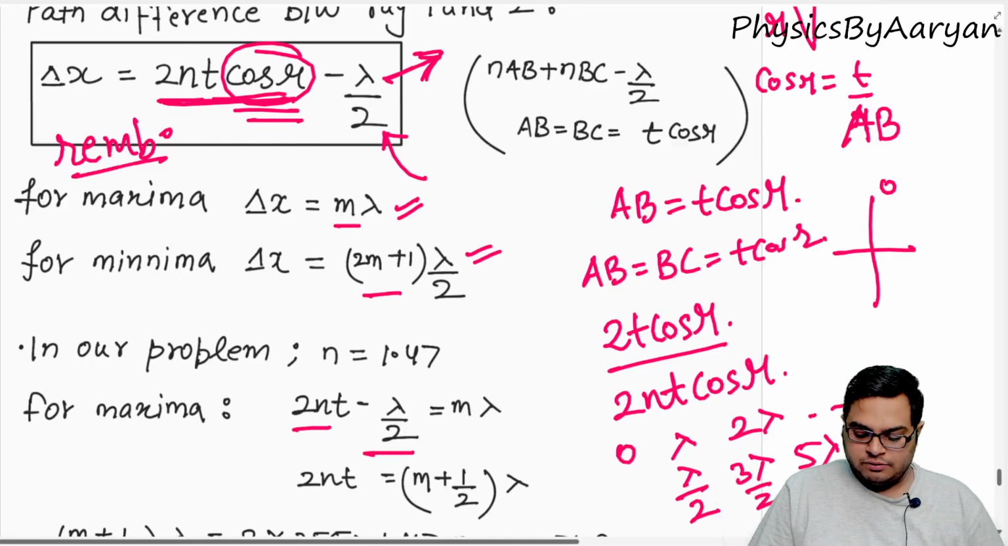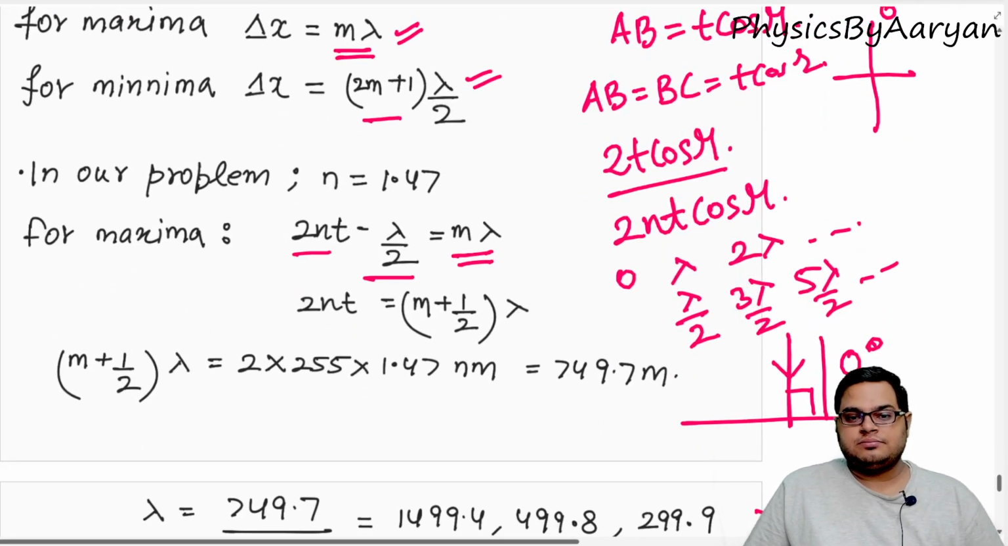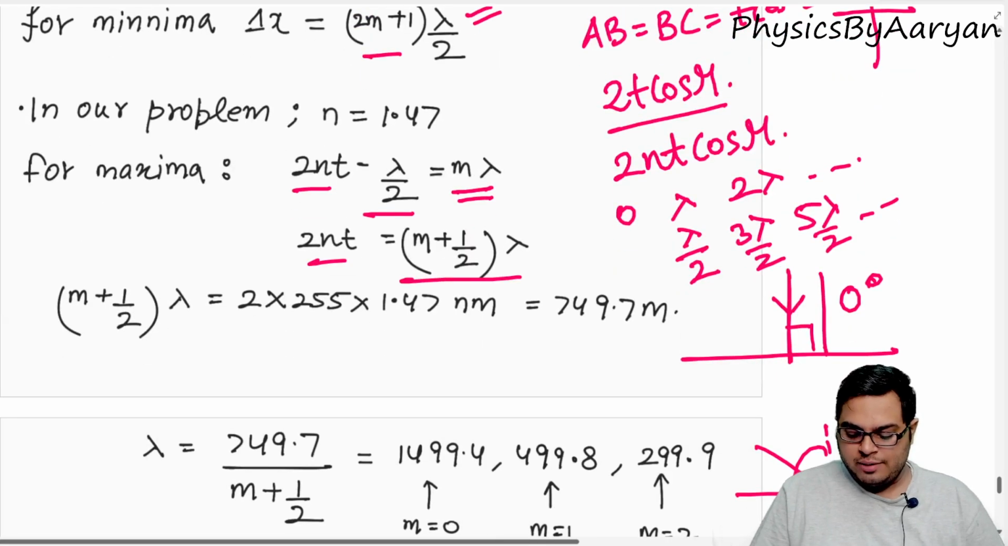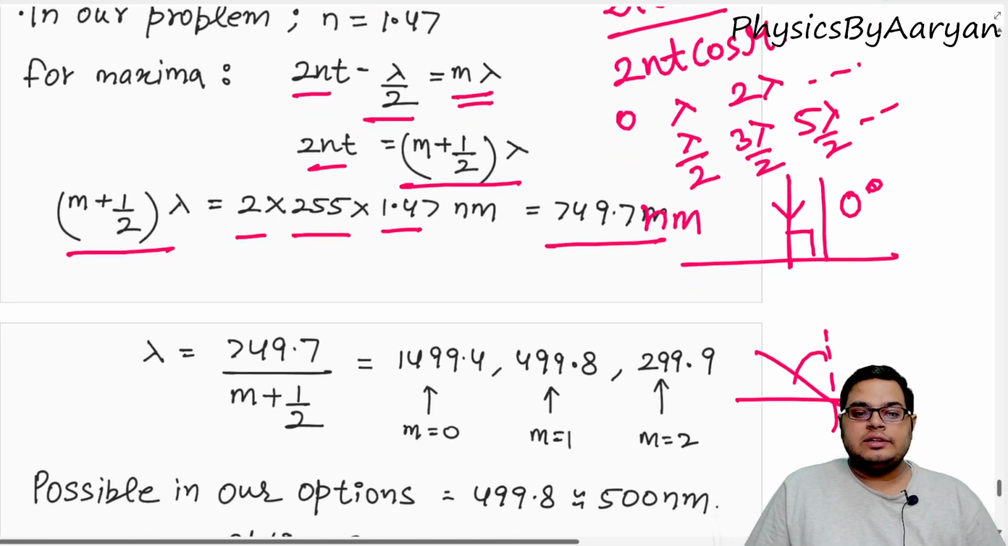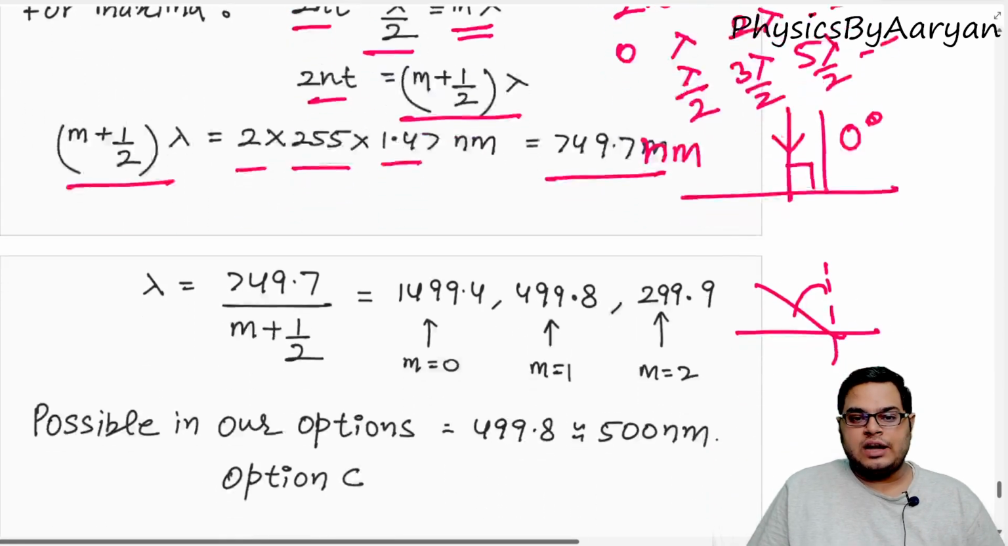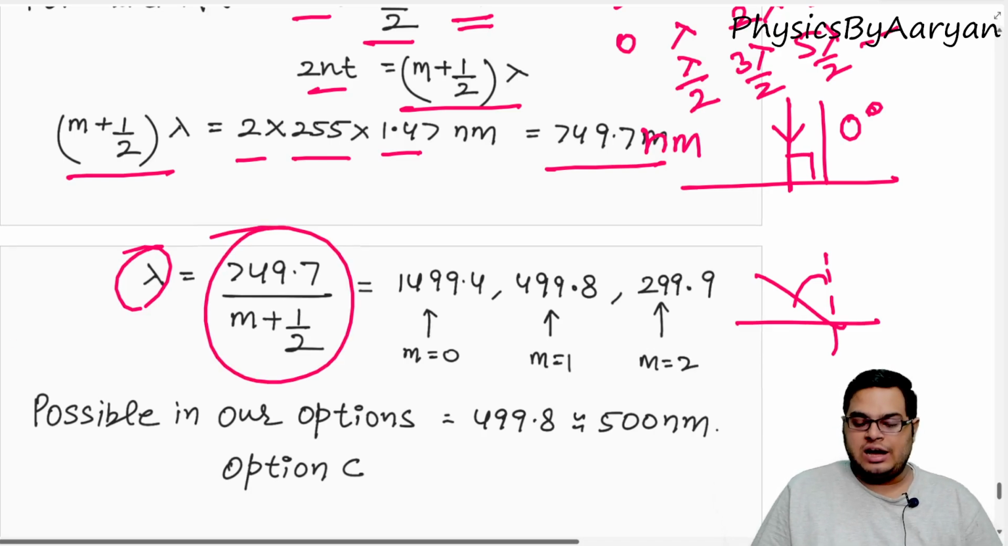In order to get maxima, we set it equal to m lambda, because we want to see which colors are visible. So we get 2 nt equals (m plus half) lambda. Here n is the refractive index and t is the thickness. If you solve it, you will get 749.7 nanometer for 2 nt. Then we divide by m plus half, so the wavelength is 749.7 divided by (m plus half).